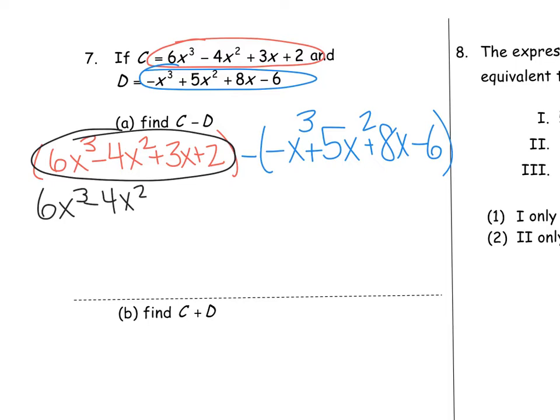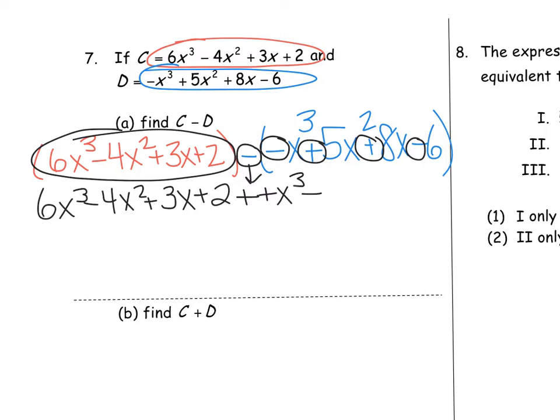We change the middle symbol from subtraction to addition. So keep, change, and then we change all of the signs. So I'll have plus x cubed minus 5x squared minus 8x and plus 6. Now we want to simplify and combine like terms.